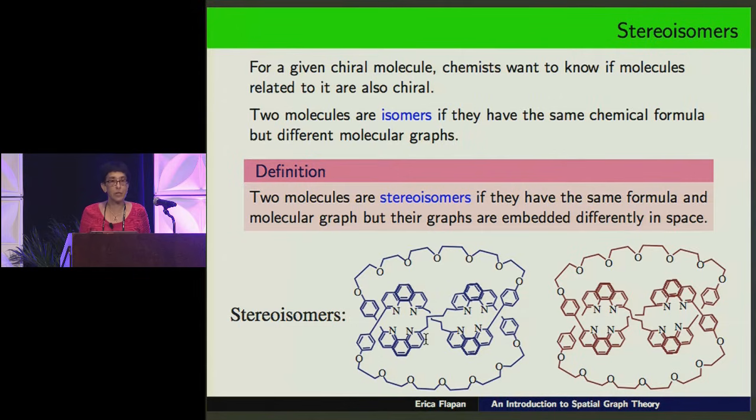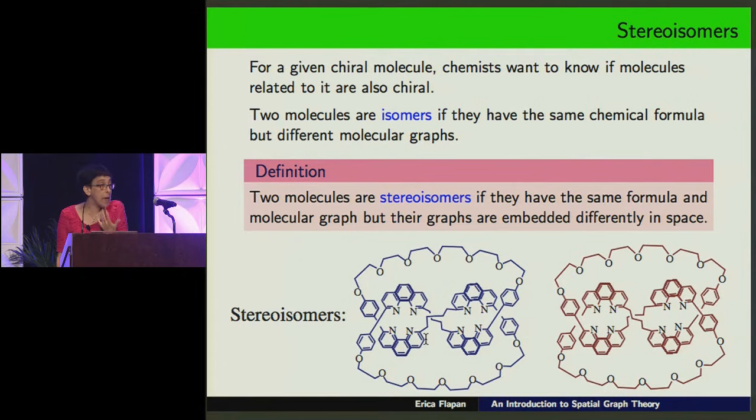But there's also a definition in chemistry of stereoisomers. So two molecules are stereoisomers if they have the same formula and the same molecular graph, but their graphs are embedded, that is, put into space differently. So the word stereoisomers, the stereo comes from three-dimensional. Like your stereo, back in the day, we had stereos.